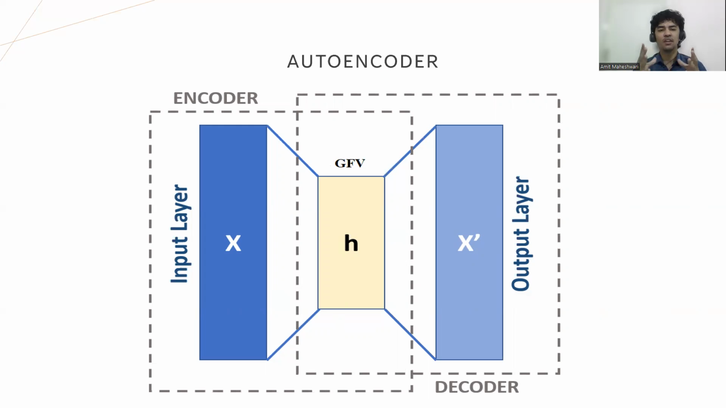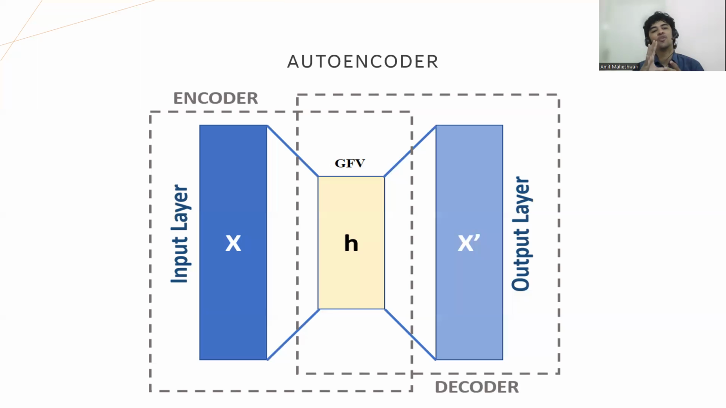Now, we can talk about the GFV as a latent space vector if we are plainly talking about the autoencoder only. But in the context of this research, where it is going to be integrated with the GAN, GFV, as in global feature vector, is the correct term here. So the autoencoder has two segments in it, the encoder and the decoder.